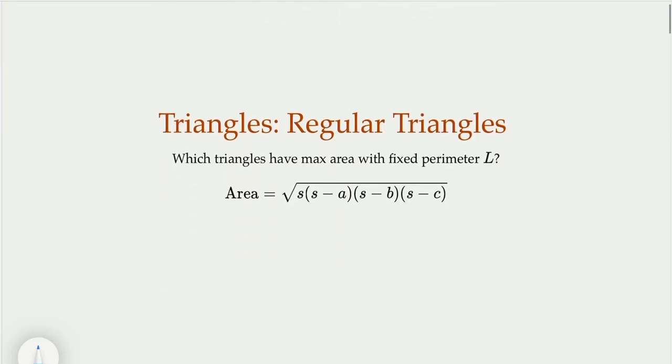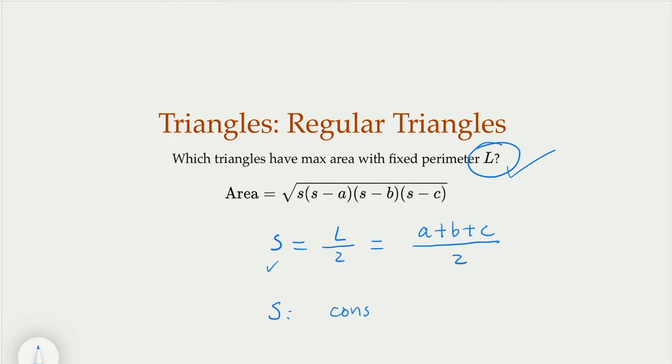So first of all, for the triangle, you know that there is a formula, Heron's formula, that calculates the area of a triangle, where here S is the semi-perimeter. In other words, S would be L over 2, which is A plus B plus C, the three sides, over 2. Okay, so we're given L is constant, which means S is constant. So we try to maximize the area here.